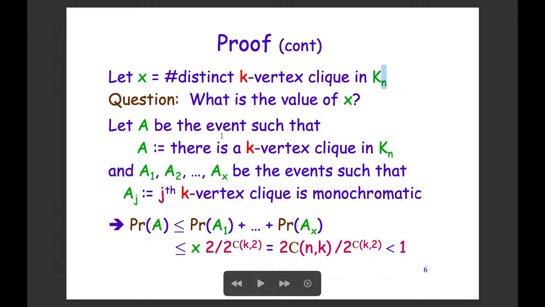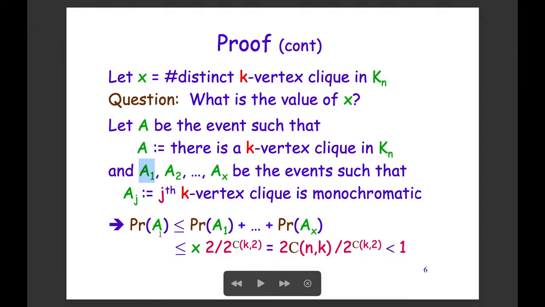Is that okay? So let A be the event that there is a k vertex monochromatic clique in Kn, and we let A1, A2, A3 up to AX be the events such that the jth k vertex clique is monochromatic. So A1 focuses on the first way of selecting k vertices, A2 focuses on the second way of selecting k vertices, and so on and so forth.